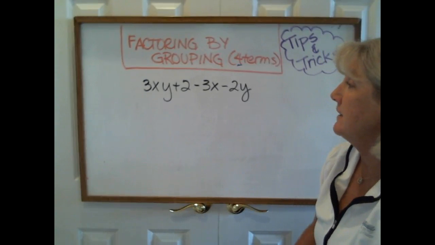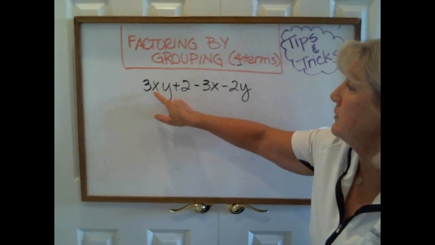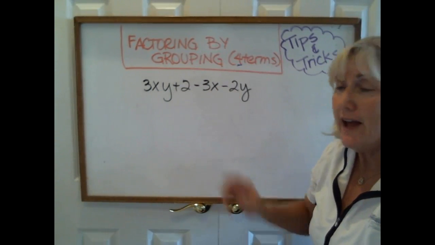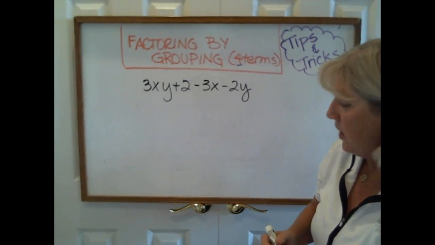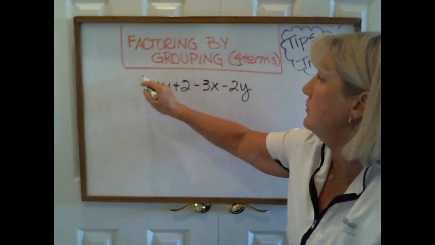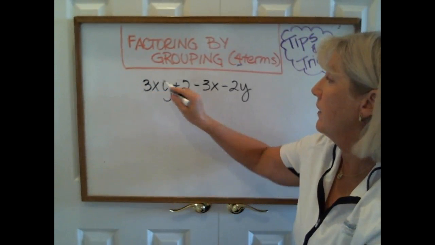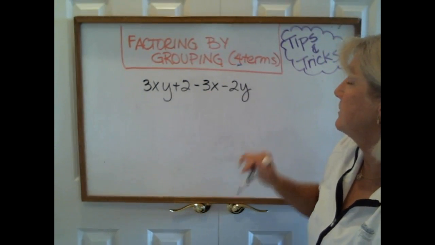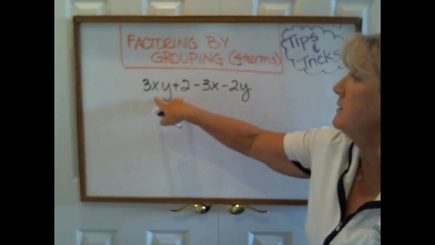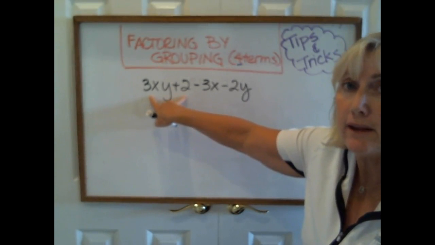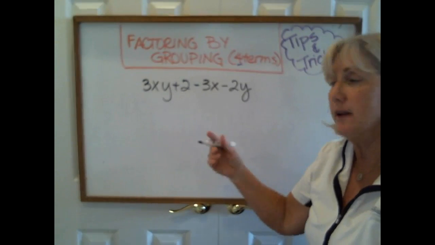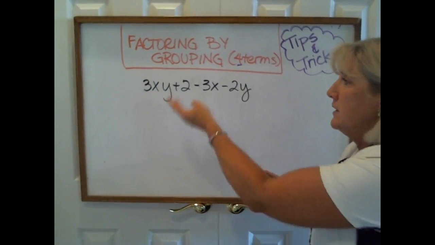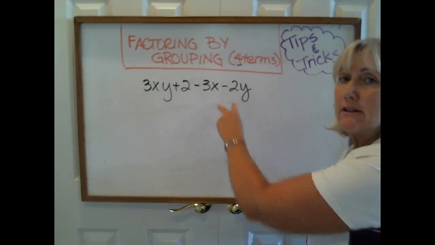Now I have a different example. This is still 4 terms, 1, 2, 3, 4, and we want to get this factored. So my first thought is, oh, I'm going to put this into 2 groups of 2. So we have 3x plus 2 and then negative 3x minus 2y. But I noticed that there's nothing in common that I can take out of there. And in the last part, I said you could take out a 1, but the leftover common factor needs to be the same, and so it won't match this.